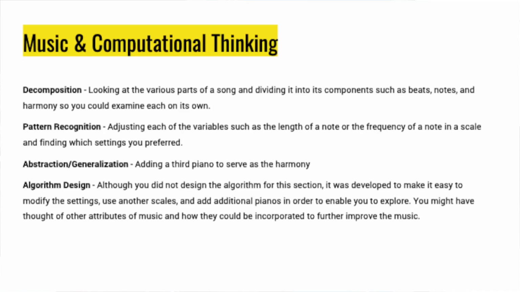So let's look at music. Music and computational thinking are also linked. You can use computational thinking for just about anything. If we look at decomposition, we're looking at various parts of a song and dividing it into components, such as beats or notes, harmony, anything that you could examine, or you can examine each one of the pieces on its own.